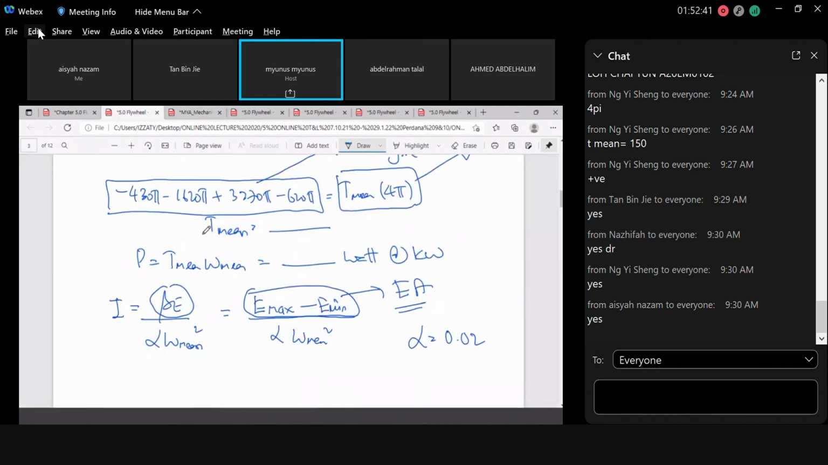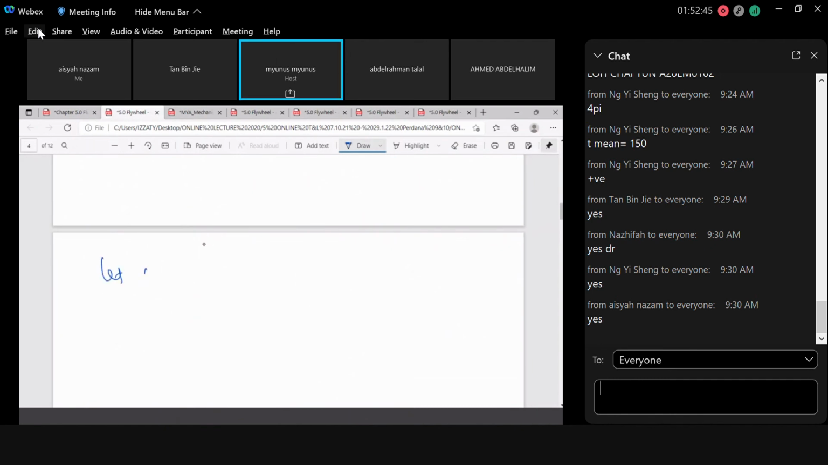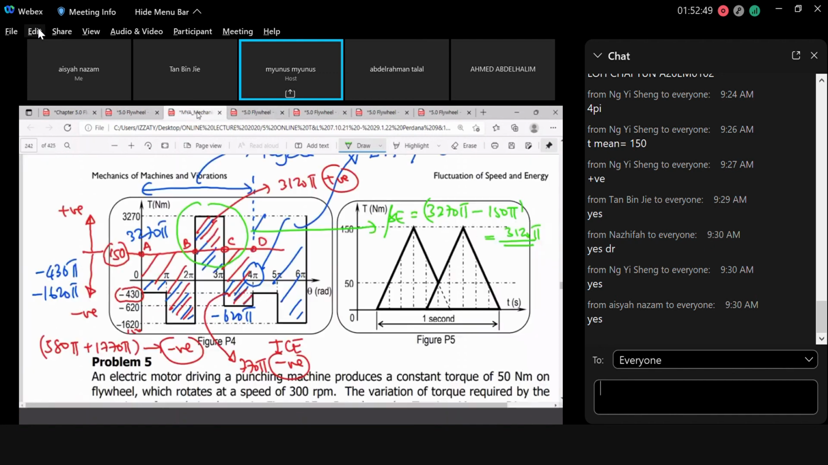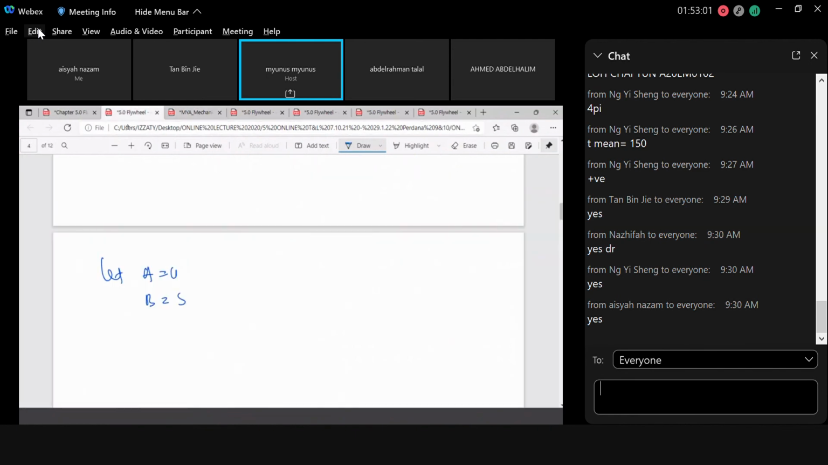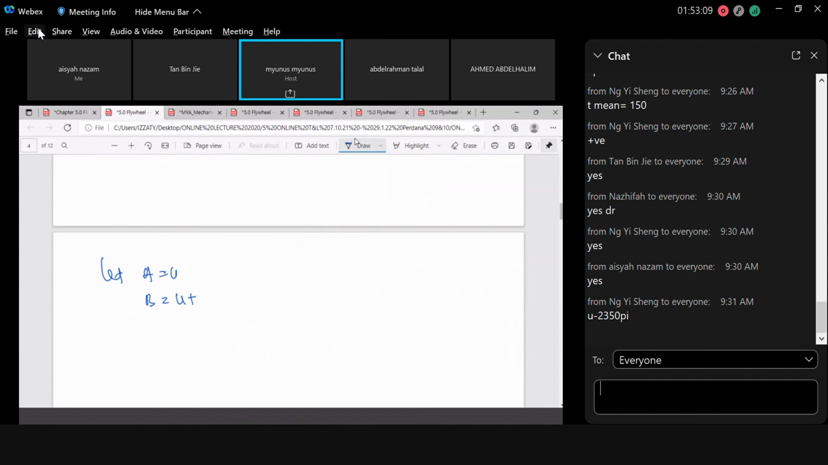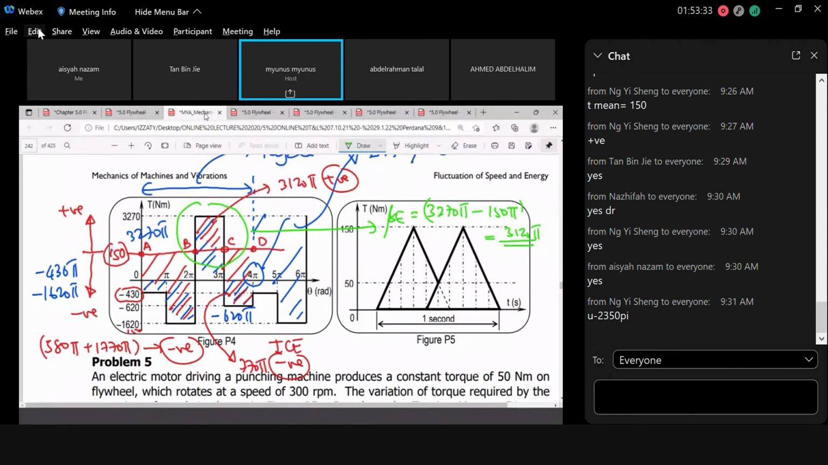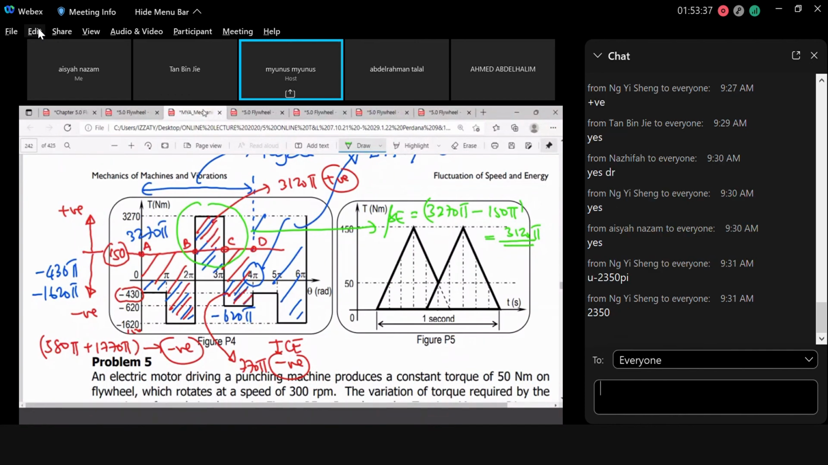So let us now do the actual calculation. Let E be equal to U. B is equal to what we have just now, the whole thing will be B. 580, 1775. So this one is U plus, this one is U plus, U minus 580 plus 1775. It becomes U minus 580 plus 1770, you have 2350, correct?